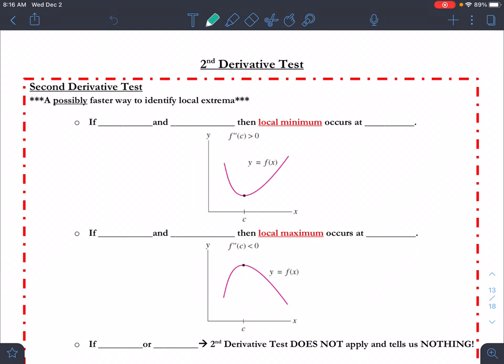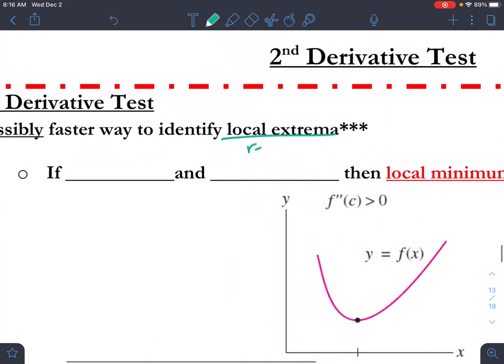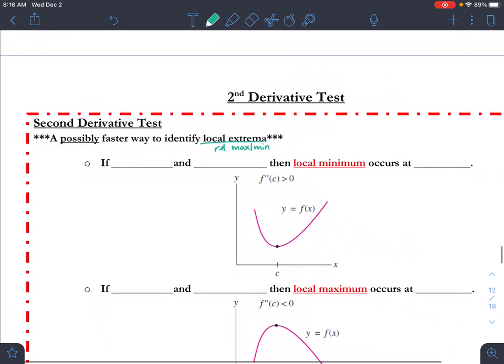Hey everyone, so today we're going to talk about the second derivative test, which is a really nice, possibly faster way to find local extrema, aka relative max and min, and just another way of finding critical numbers. So we want to, first of all, review what the first derivative test means.